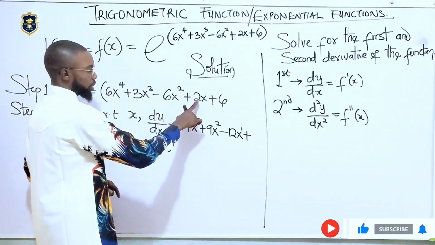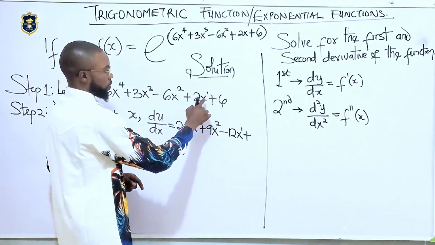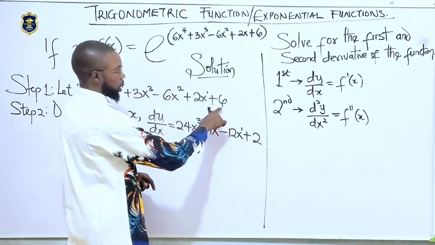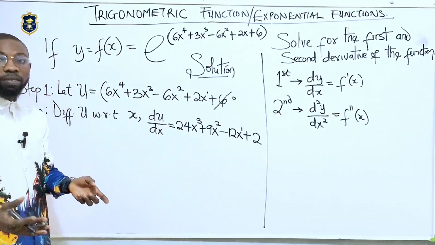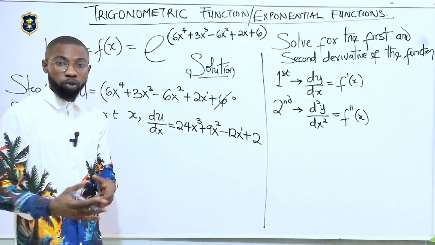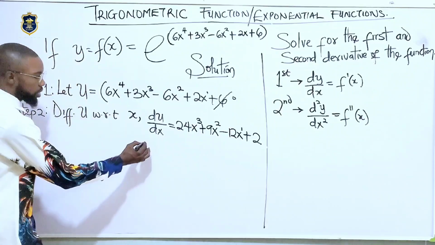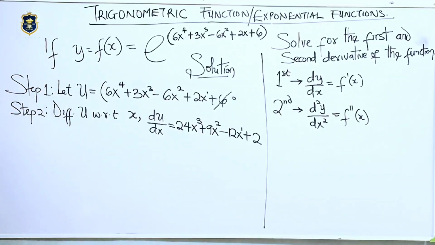If you differentiate a single variable, we just have 2, and a constant will give us 0. If you differentiate it, we have 0, and I've explained that extensively in the previous calculus videos we've been doing. Alright, so we have this, that's our step 1 and step 2. So now we know what du dx is.